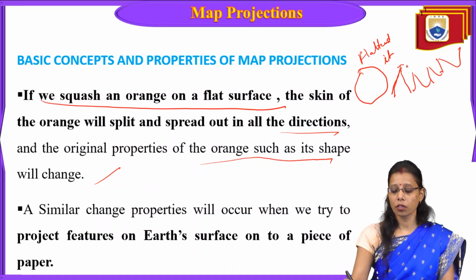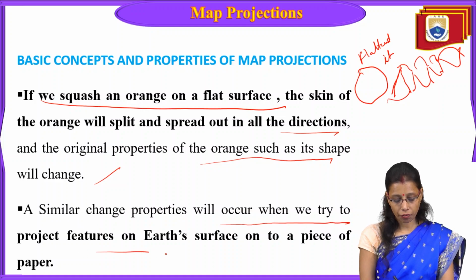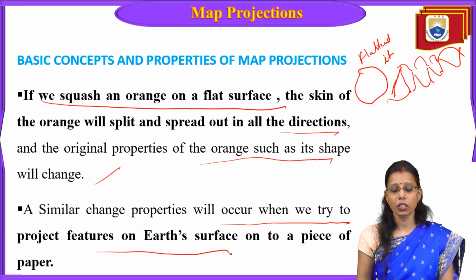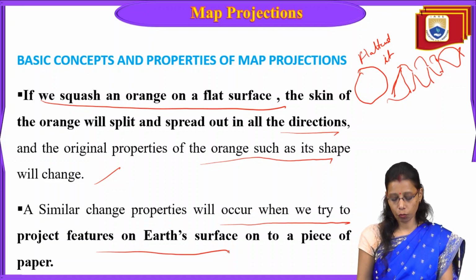It will change like this. So this is not the correct way of projecting. Similar changes in properties will occur when we try to project features on Earth's surface onto a piece of paper.